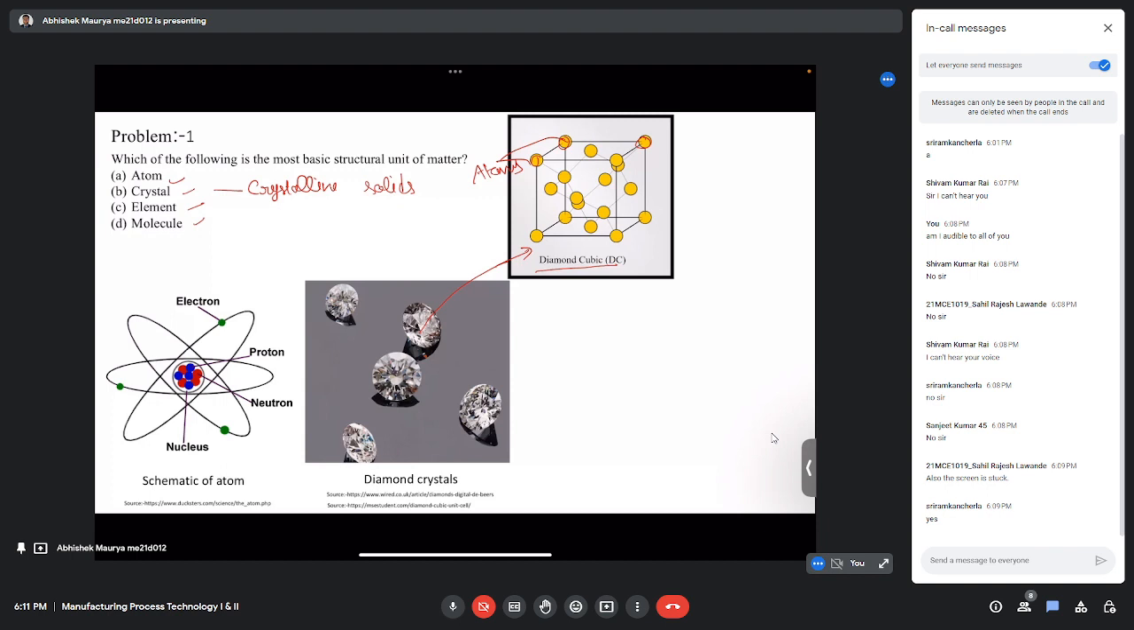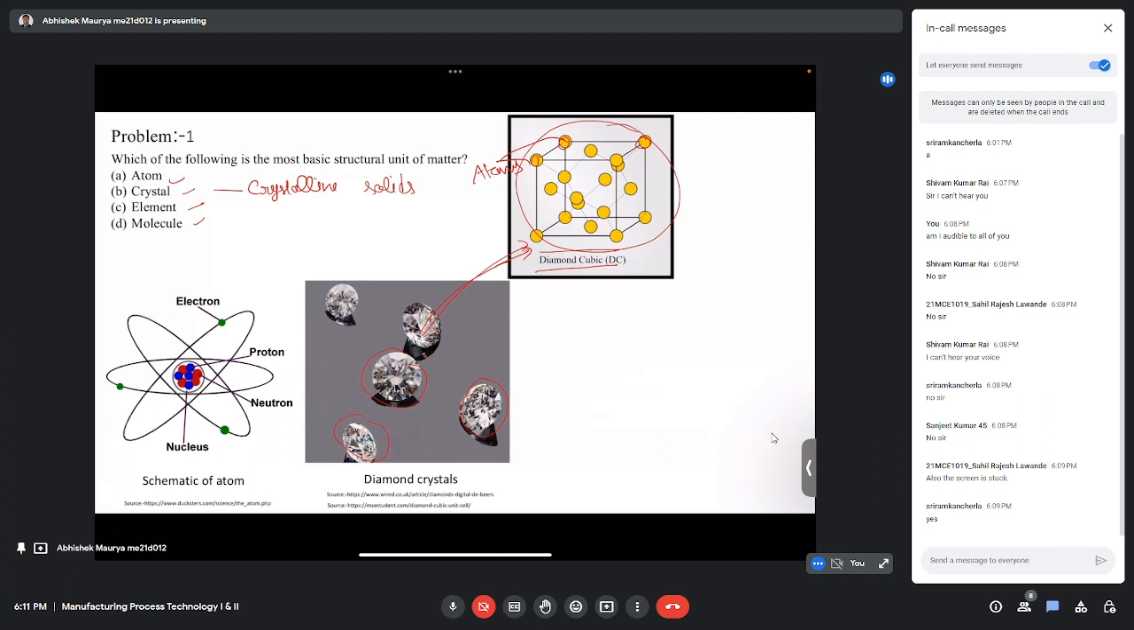Diamonds look like this diagram which I have shown here. And inside this diamond crystal, what is there? It is also made up of atoms, but here those atoms are arranged in a very periodic manner, and the smallest repeating unit is shaped like this. This is called the diamond cubic structure.